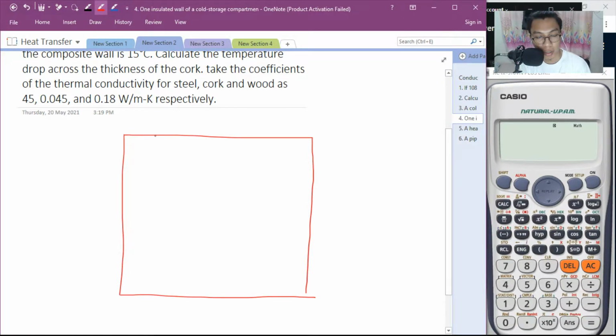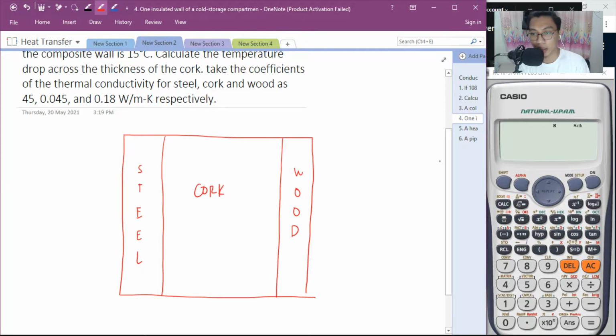So, in this part, this is yung steel. Tapos meron kang cork na nasa gitna, tapos nandito is wood. Lagay natin, this is steel. This is cork. This is wood. Now, lagay natin yung mga thickness nila.